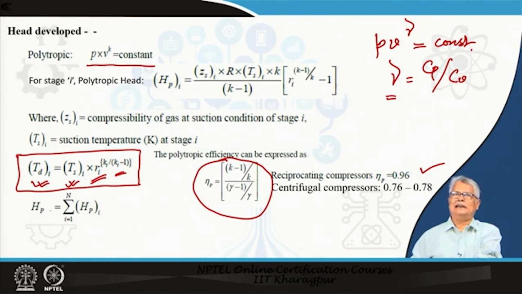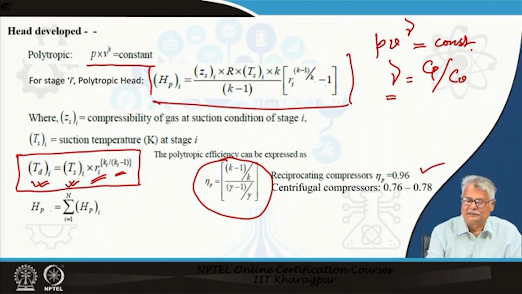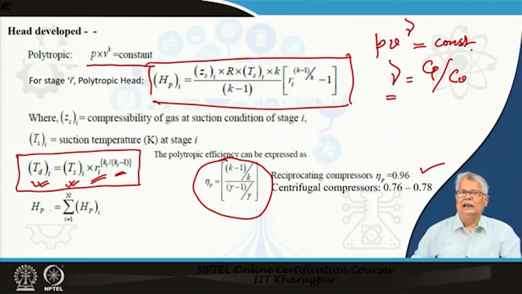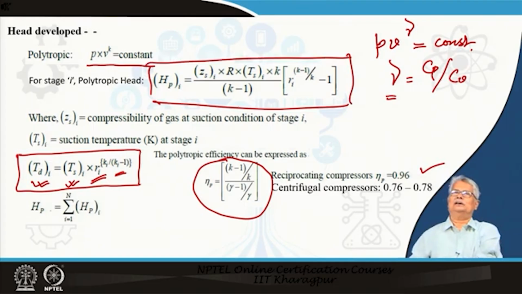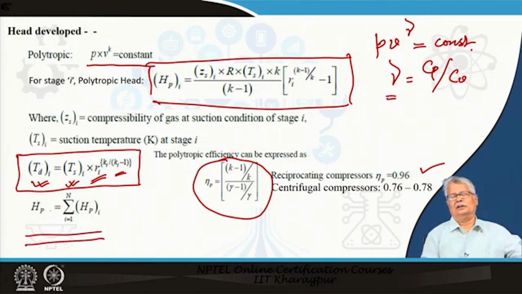The polytropic head is given by this expression, and it is obvious that if I know the polytropic head for stage i and all such heads, if I have 2, 3 or 4 stages, it is possible for me to find out the total head to be delivered by my multi-stage compressor. In case you are using a single stage compressor, the matter is much simpler.